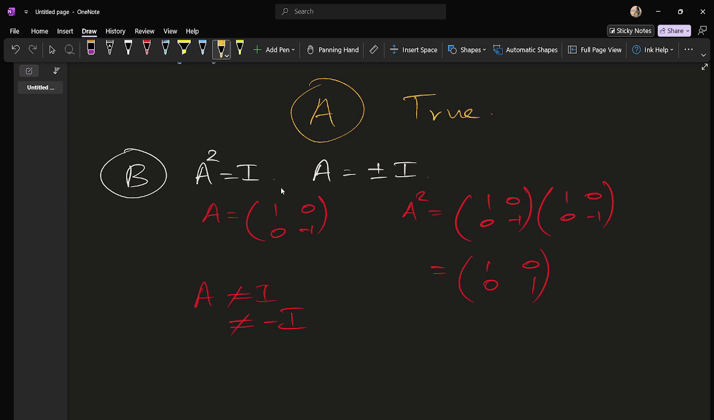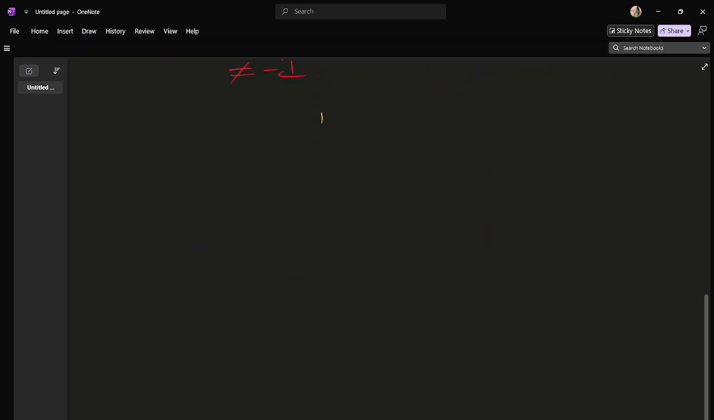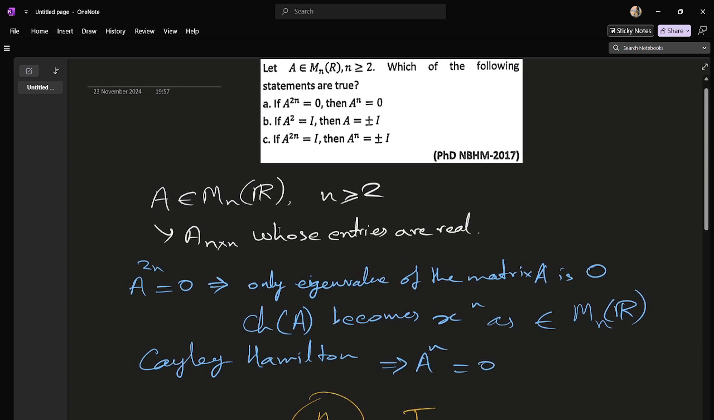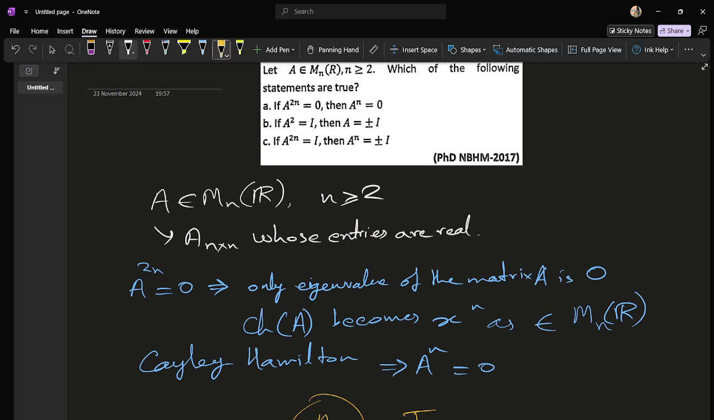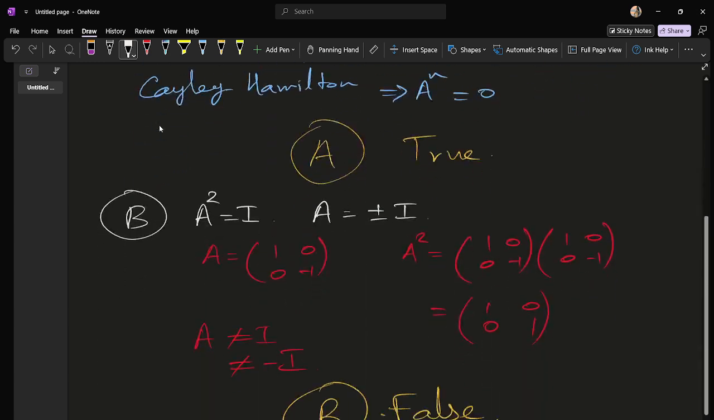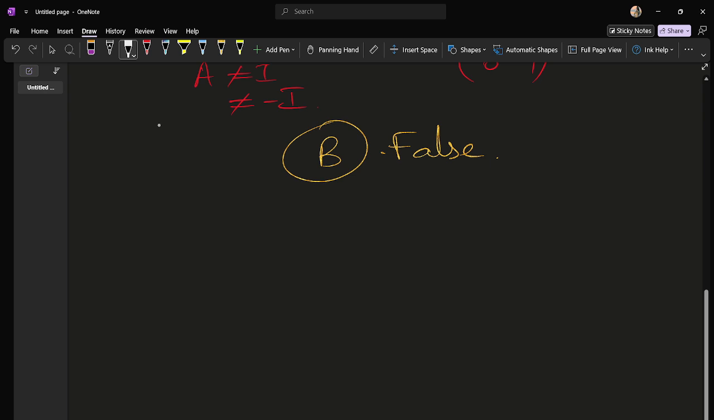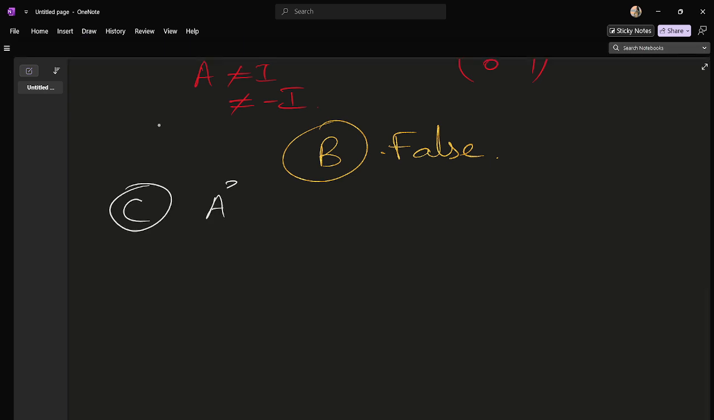So option B is false. Now we have to find the logic about option C. Option C tells us that if A to the power 2n is I, then A to the power n is I or minus I. That means C says if A to the power 2n is I, then A will be this.